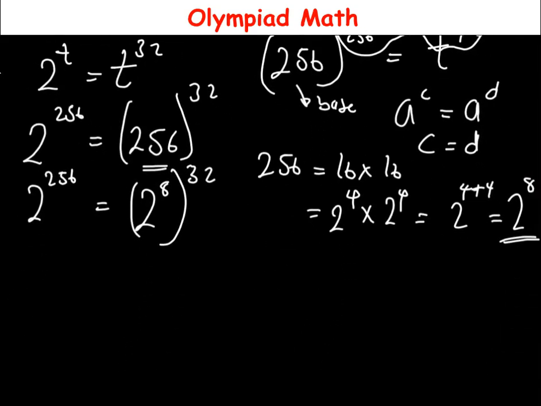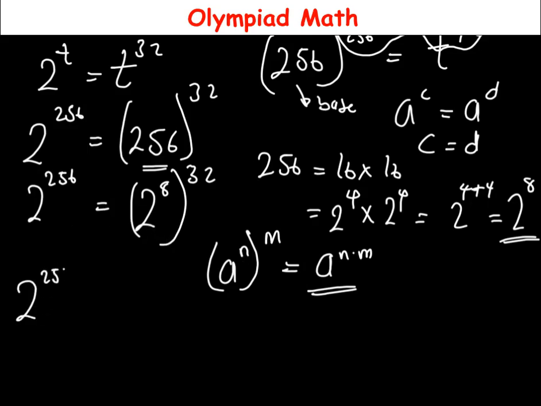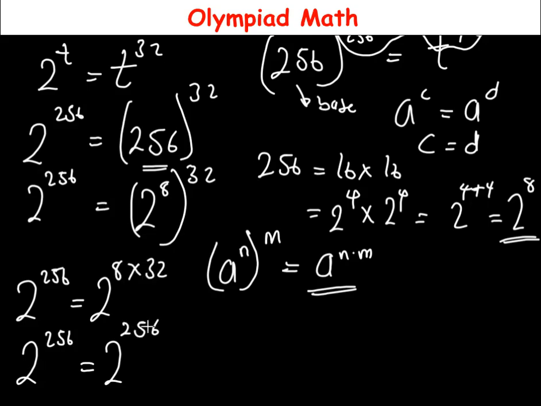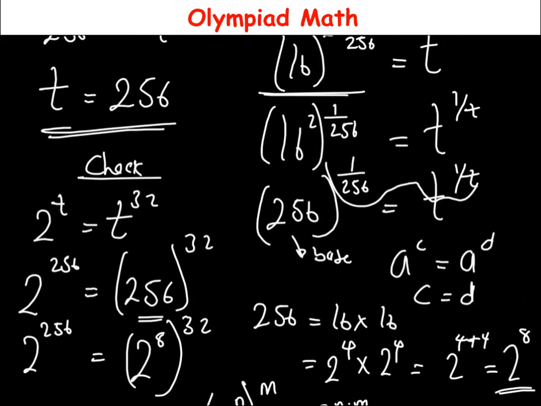Such that with this, applying the principle of indices, that if you have a raised to power n, power of m, this equals a raised to power n times m. Applying this principle to this, we have 2 raised to power 256 is equal to 2 raised to power 8 times 32, and 8 times 32 is equal to 256. So therefore, the value of t that we got is the correct value that will satisfy the given equation. Okay, so I hope you've learned one or two.